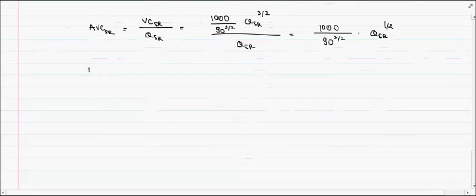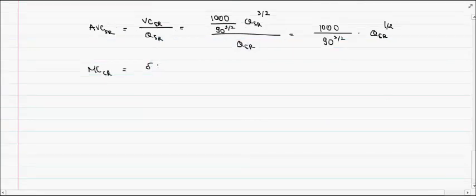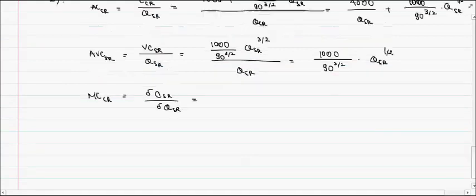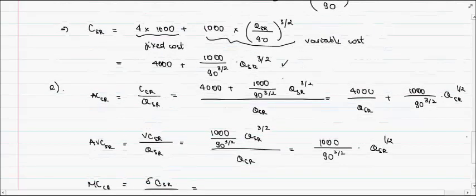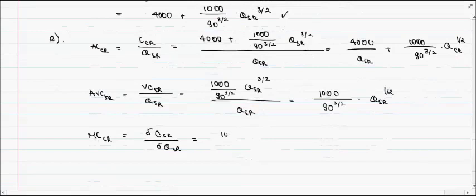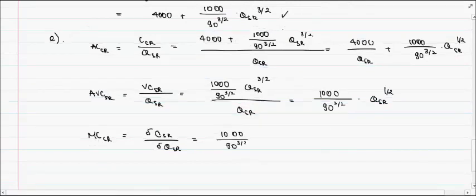Lastly, the marginal cost is just going to be the differential of the total cost function with respect to the quantity. So if I differentiate my total cost function over here with respect to quantity, then I will get 1000 divided by 90 to the power 3 on 2 times 3 on 2 Q to the power half. So this is just 1000 times 3 on 2, which is 1500, divided by 90 to the power 3 on 2, times Q to the power half.